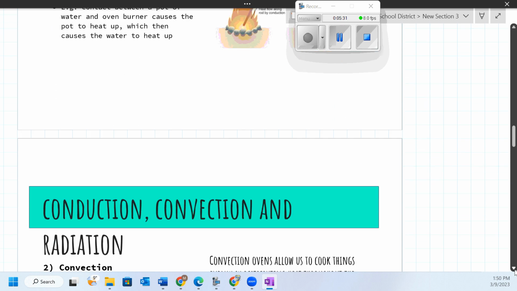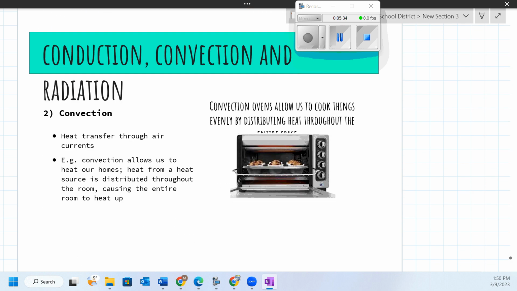The second way is convection. During convection, the two objects are not in contact with each other, but a flow of particles is happening, a circle of particles from hot to cold. In convection, heat is transferred through air currents.